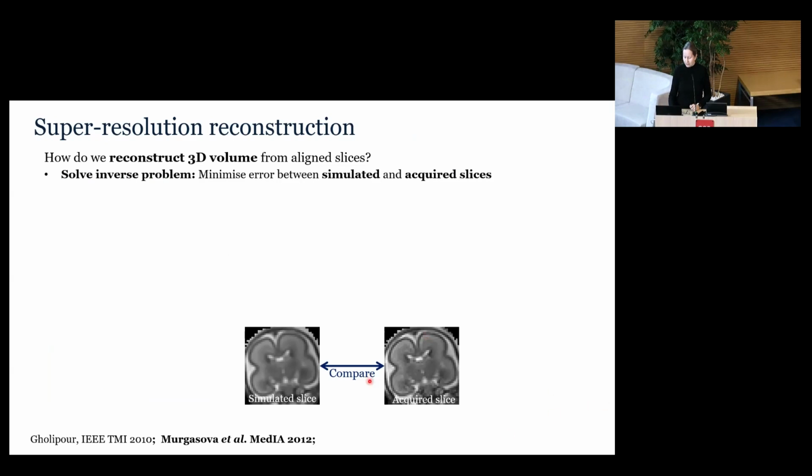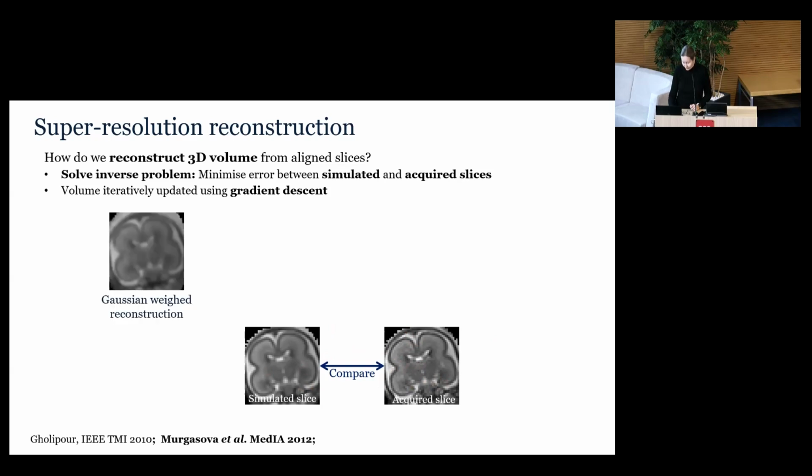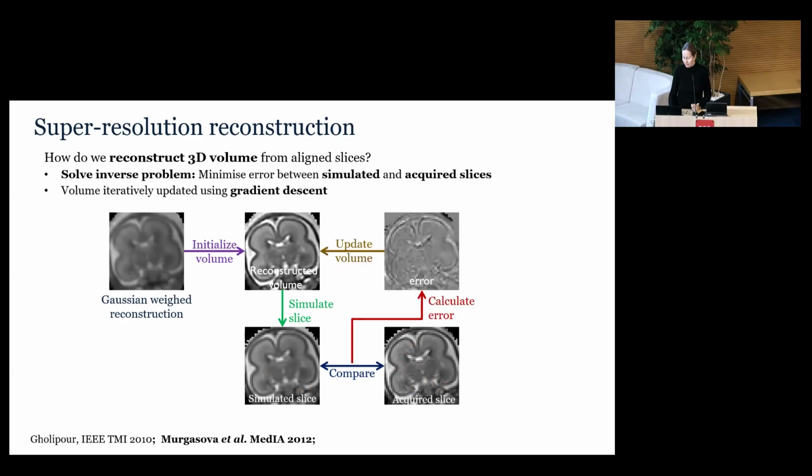So the idea is that we compare the simulated slice with the acquired slice, and of course that will have some error, and we want to update the volume so that they fit better. So we start with some scatter data interpolation, which is like Gaussian weighted reconstruction. We initialize the volume, simulate the slice, calculate the error, and update the volume with gradient descent or a conjugate gradient descent equation.